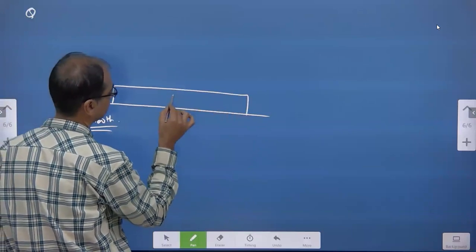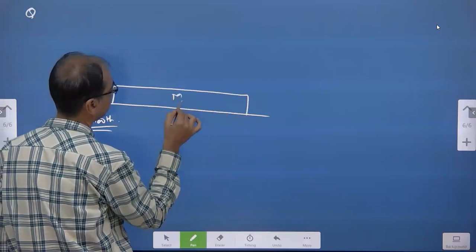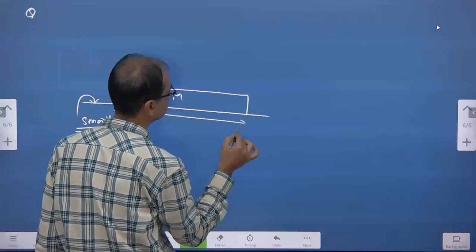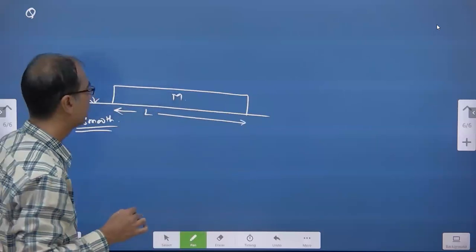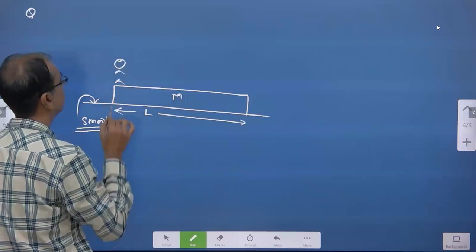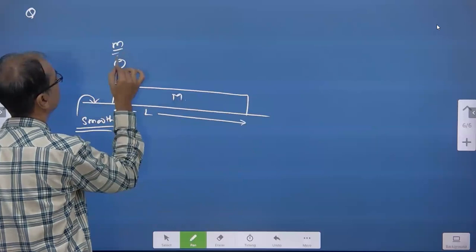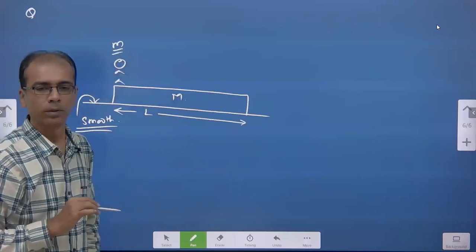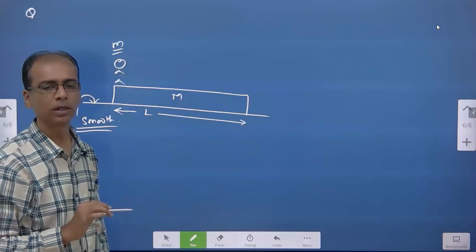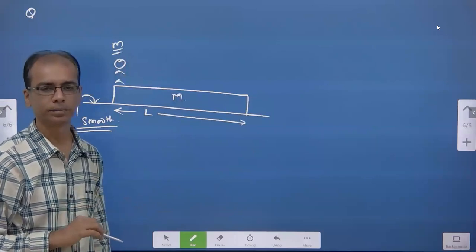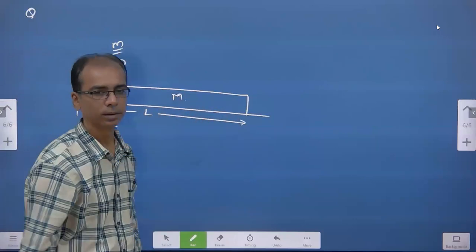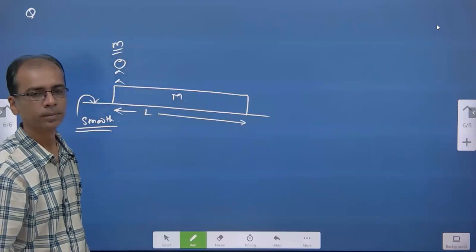Ground, this plank's mass you can say is M and its length is L. And there is one boy here. Boy's mass is smaller. Everything is addressed, no problem here. But now suddenly this boy starts moving on the plank. He started walking on the plank and is going to the other end.